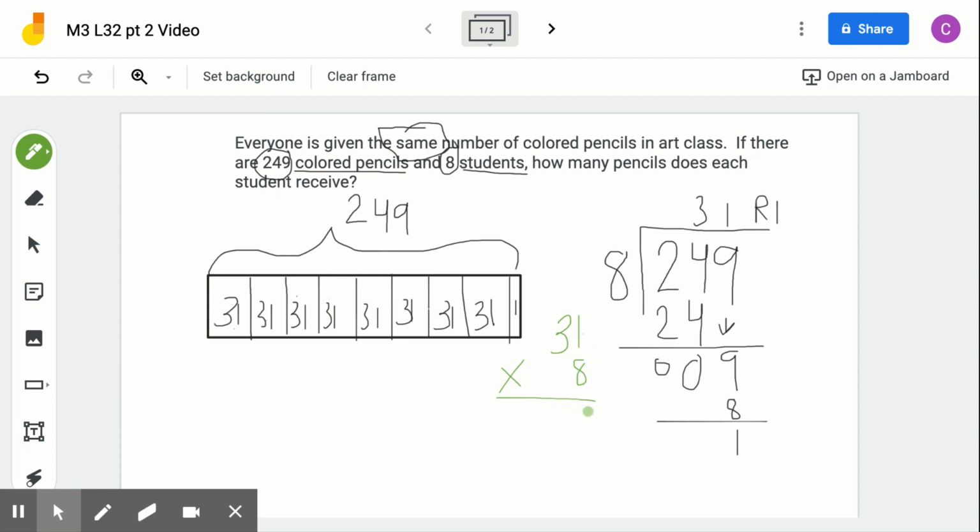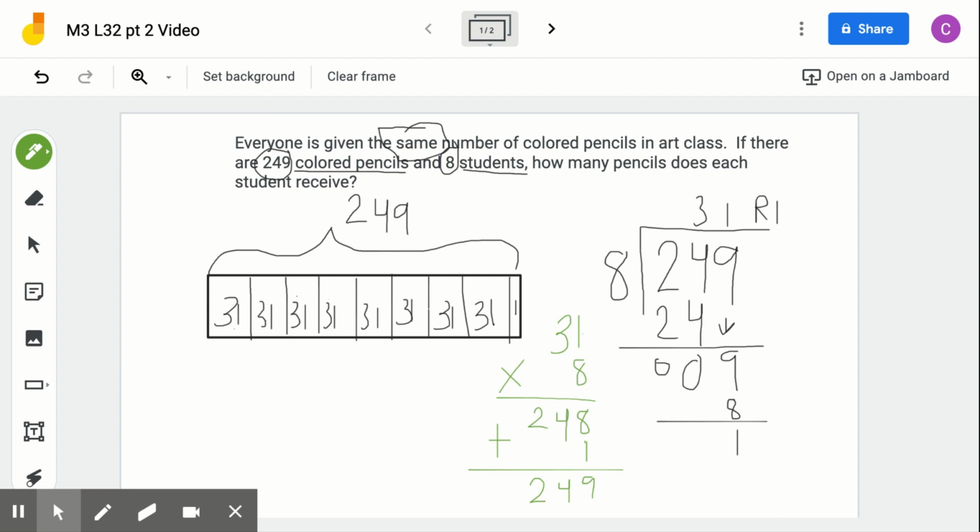8 times 1 is 8. 8 times 3 is 24. And then I'm going to add on this remainder, right? Just like right here. Here's my remainder 1. And I get my dividend, 249. And here it is again, 249. So I know my work is correct.